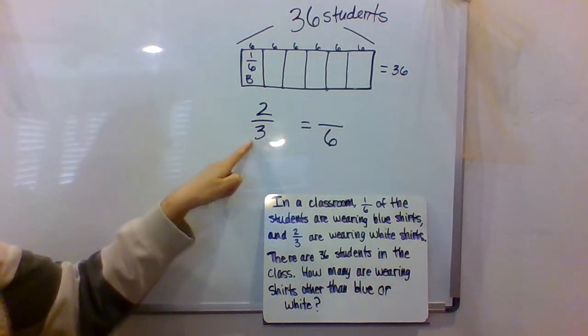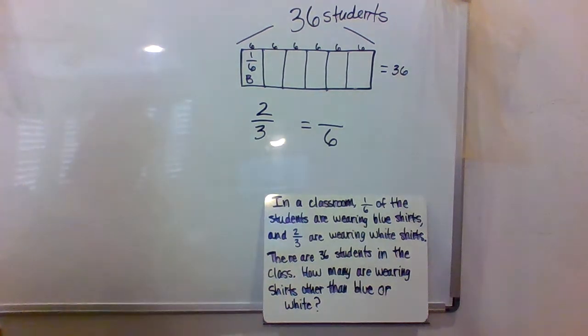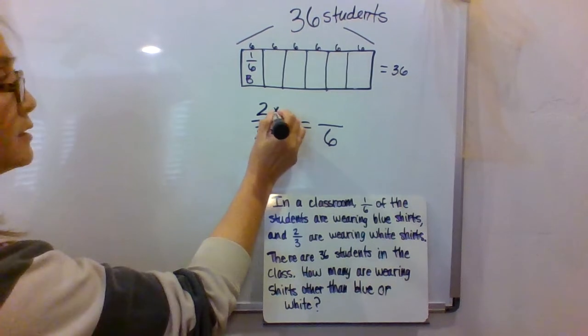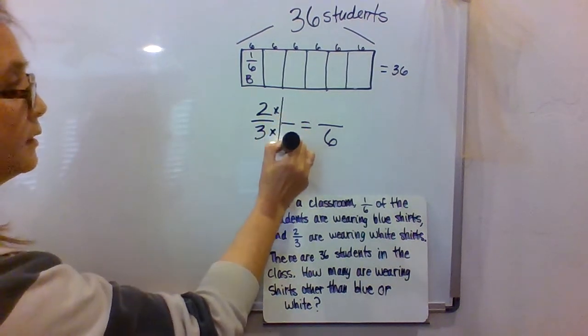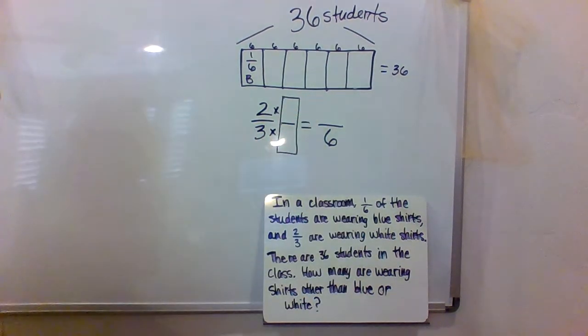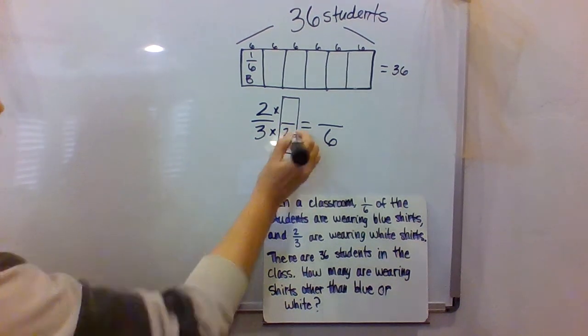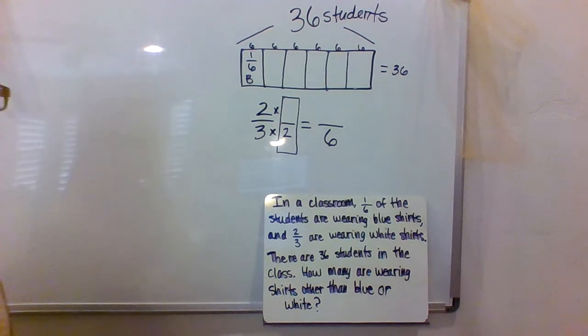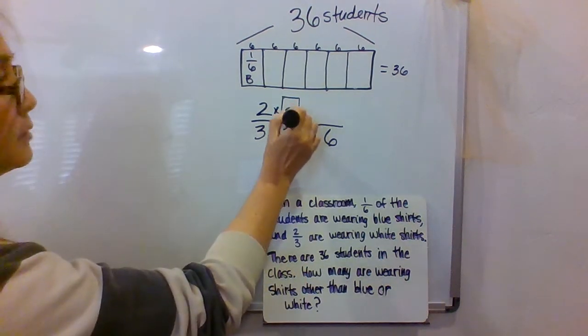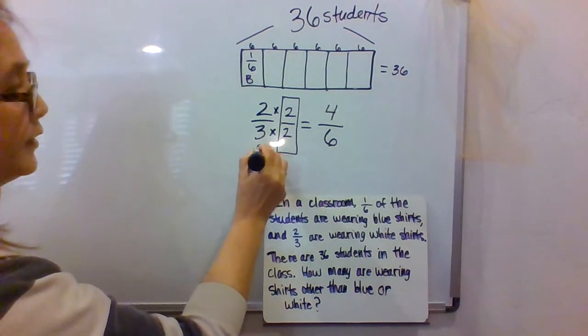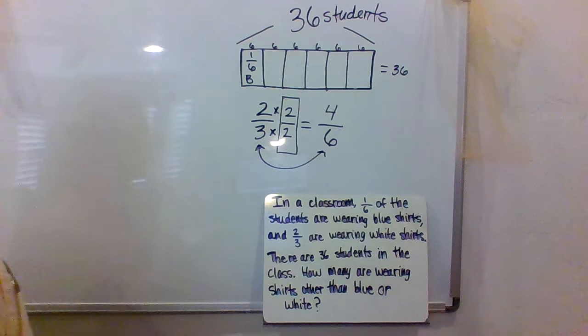So 2/3 can become how many sixths? What's the equivalent fraction? So again, we multiply the numerator and denominator by a whole number to equal it. So 3 times what gets us to 6? And whatever we do to that denominator, we do to the numerator. So 2 times that same 2 equals 2 times 2 is 4. So these two values, 2/3 and 4/6, are equivalent fractions. They are the exact same value. They just look different with our eyes.